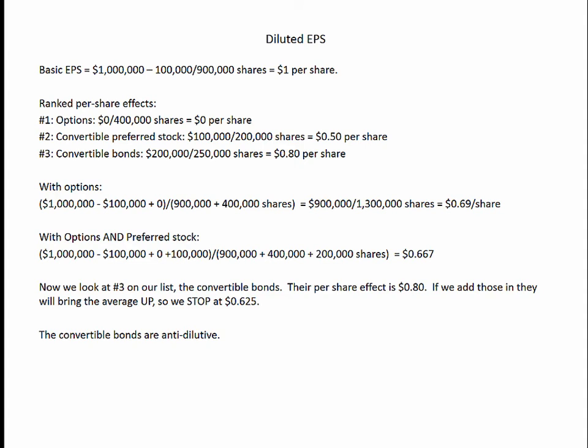So again, we're going to stop at 0.667 or 0.67. That is our diluted earnings per share.